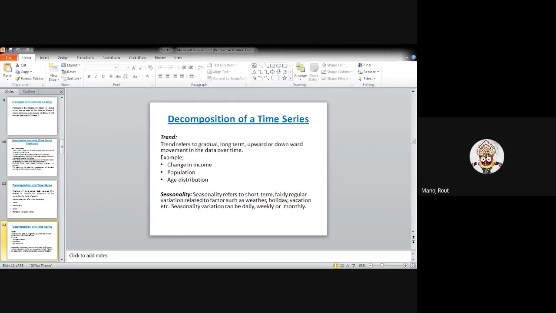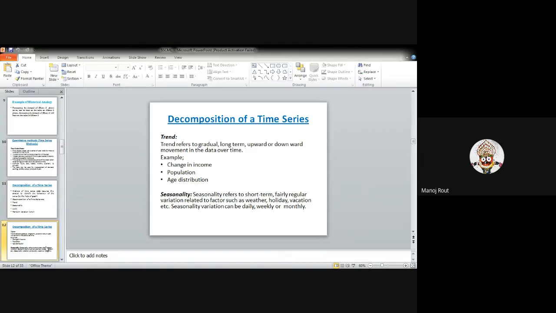In the case of trend, the trend refers to a gradual, long-term, upward or downward movement of data over time. For example, change in the income of a particular group or particular persons. The next is population. The next is age distribution. These are known as trends: gradual, long-term upward and downward movements of data over a period.